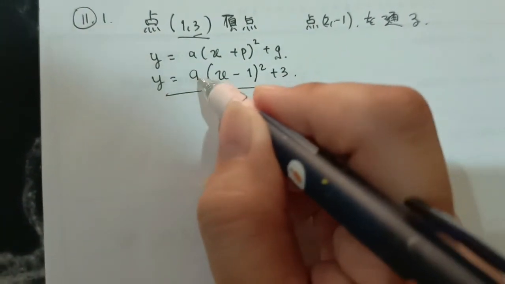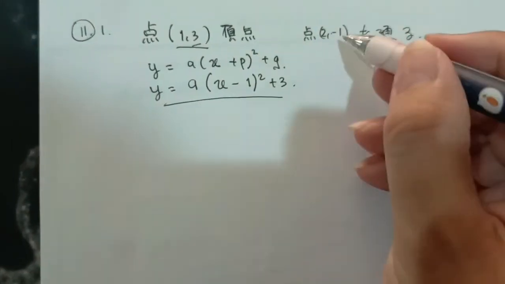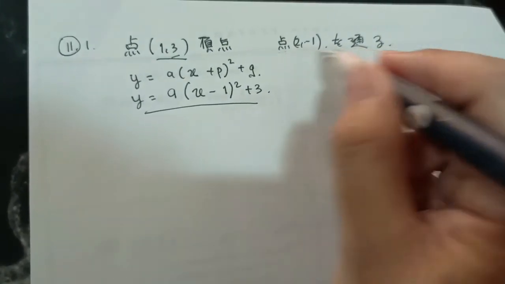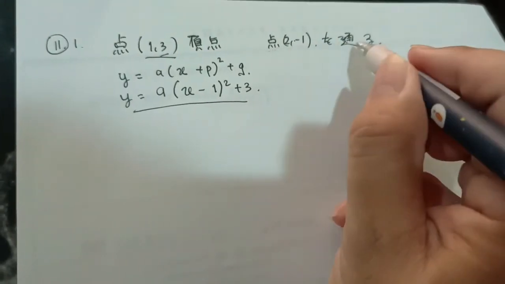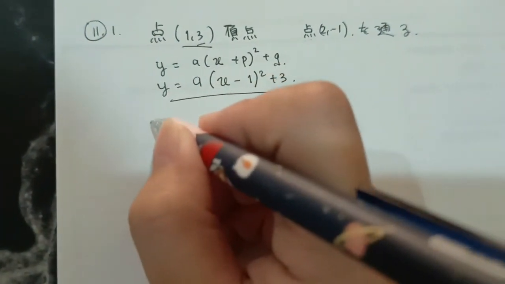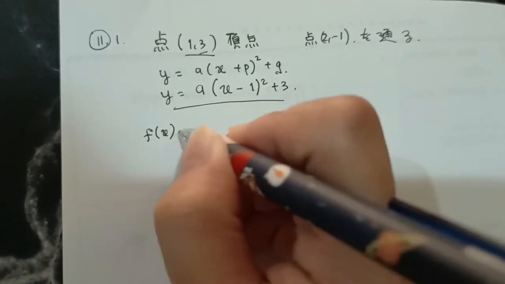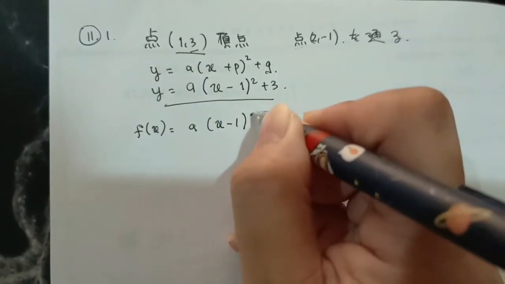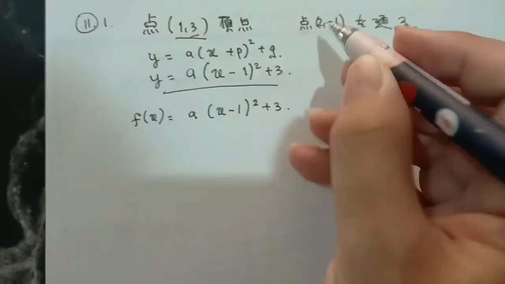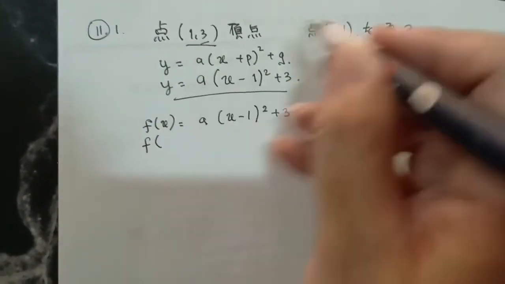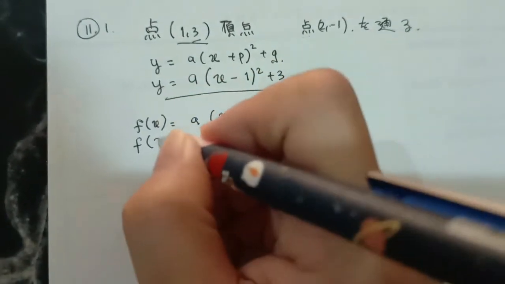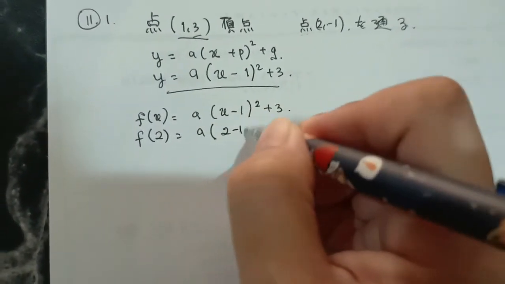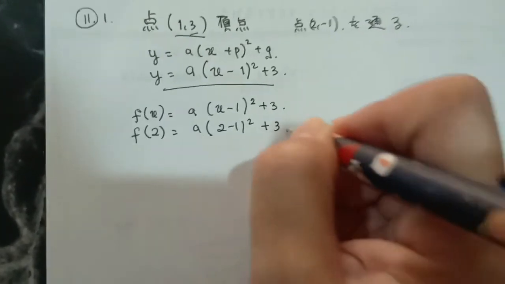What is the value of a? We are using the coordinate, the one which is the vertex. We are changing it into f(x) form: a(x − 1)² + 3. So we replace the x with 2. a(2 − 1)² + 3.